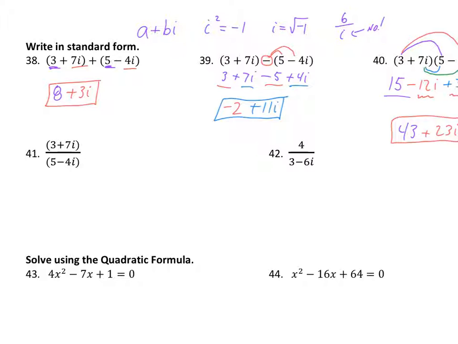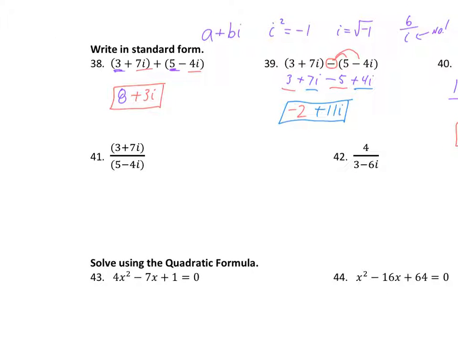Alright, let's see. Here we have a division problem, so we don't want an i in the denominator. So in order to get rid of that i in the denominator, we have to multiply by the denominator's conjugate, which is 5 plus 4i. So you gotta make sure you switch that sign. Whatever you do to the bottom, you gotta do to the top. And the whole point of this is just to get the i out of the denominator. So up top we have 3 times 5, and 3 times 4i, and 7i times 5, 35i, and 7i times 4i is positive 28i squared.